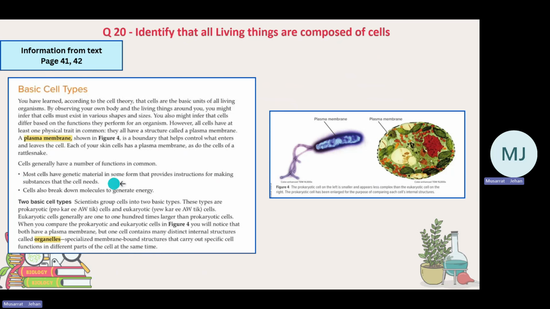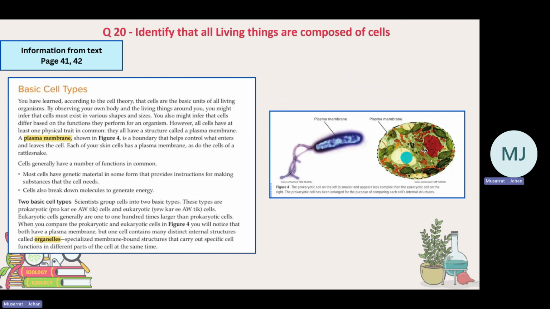Most cells have genetic material in some form that provides instructions for making substances. Cells also break down molecules. Now there can be two basic types of cells, prokaryotic and eukaryotic. Prokaryotic cells are the first cells. It's said that all eukaryotic have evolved from prokaryotic. So prokaryotic are the first cells.